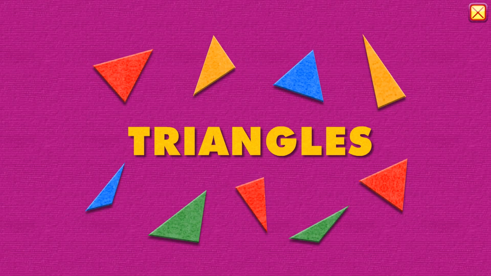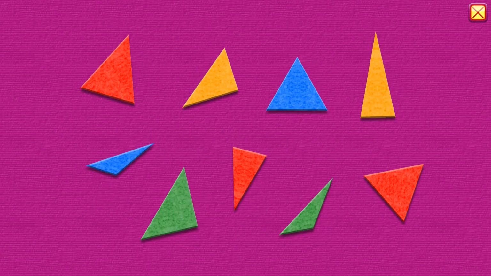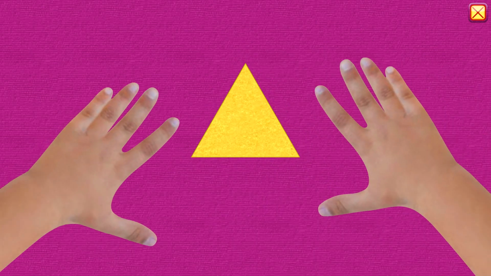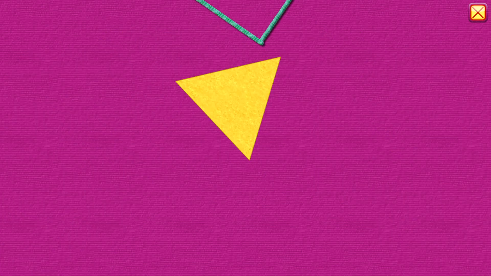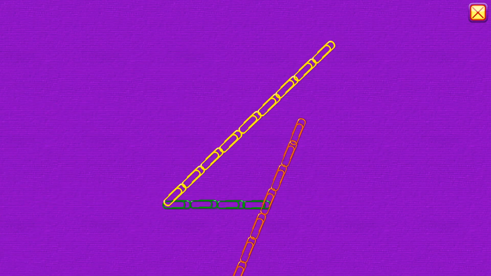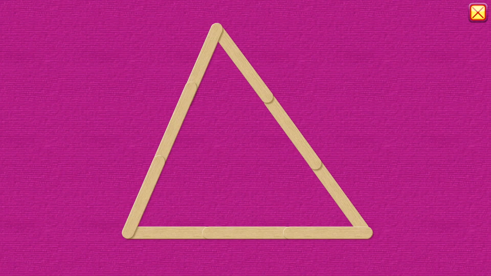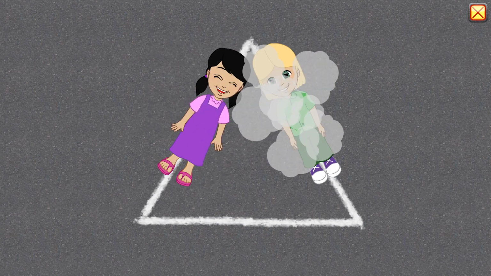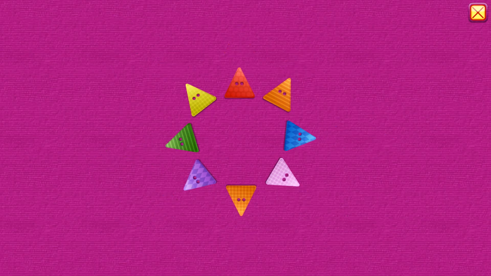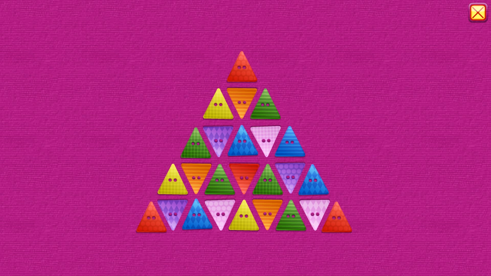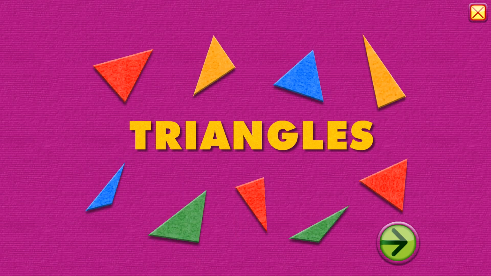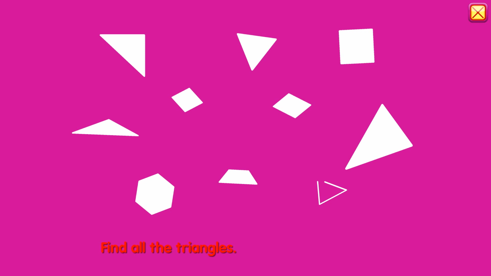Triangles. All these shapes have three sides. One, two, three. That's a triangle. Triangle. One, two, three. These shapes are all triangles. Find all the triangles.